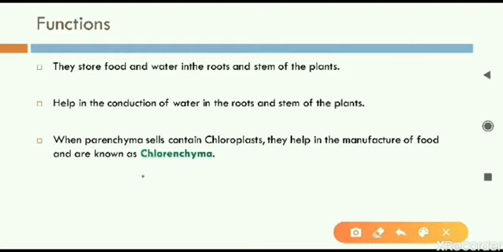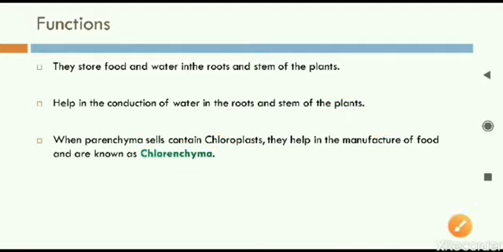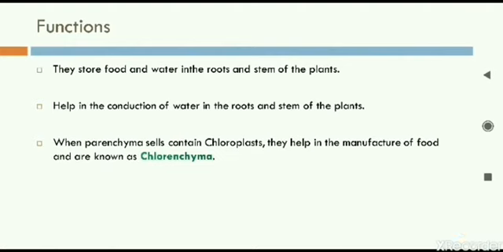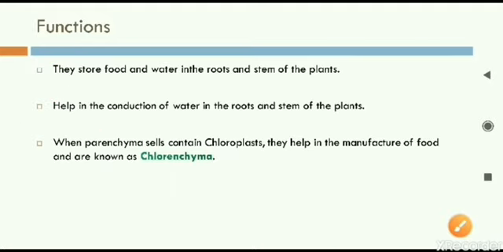So what is this chlorenchyma doing? Because it contains chloroplast, it will do photosynthesis, and by photosynthesis the food of the plant is obtained. So we have seen the functions of the parenchyma cell: store food and water, help conduction of water, and chlorenchyma helps in the manufacture of food in the plant body.